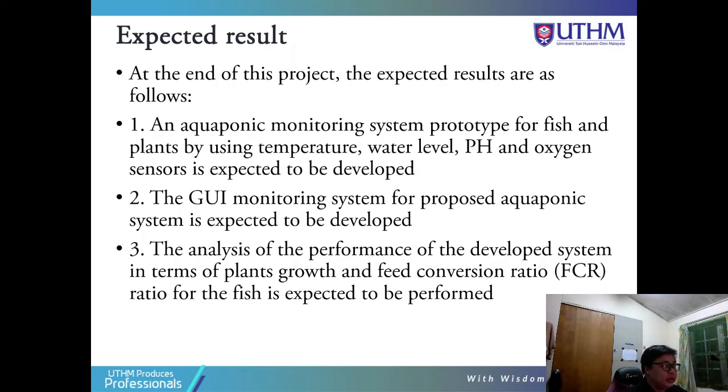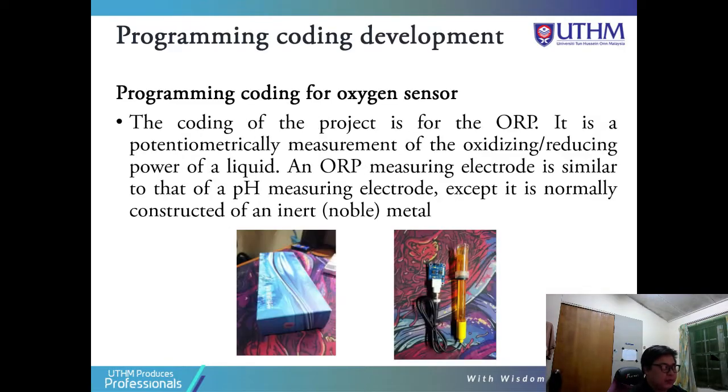Expected result: at the end of this project, the expected results are as follows. An aquaponic monitoring system prototype for the fish and plants by using temperature, water level, pH, and oxygen sensors is expected to be developed. The GUI monitoring system for the proposed aquaponic system is expected to be developed. The analysis of the performance of the developed system in terms of plant growth and the feed conversion ratio (FCR) of the fish is expected to be performed.